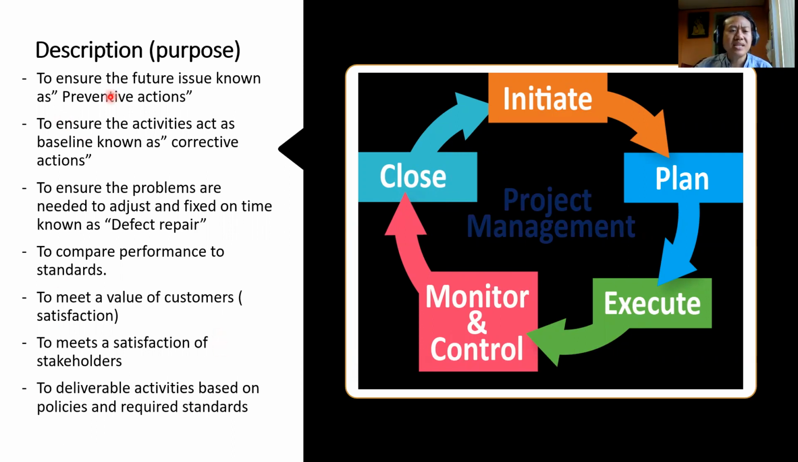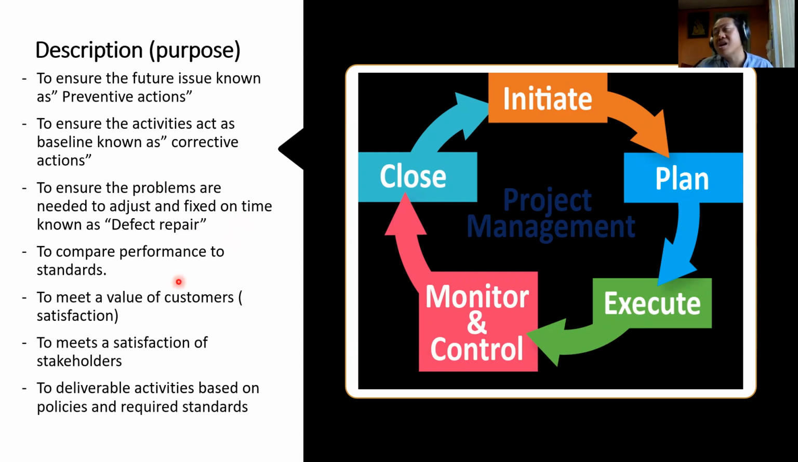So in this slide, there's plenty of points, but I will list just 4 of them. So first, according to Copenhagen, is known as preventive action. This is to ensure that future issues are identified. And then the second one is corrective action. This is to ensure that all of the activities are done based on the baseline and timeline. And the fourth one is to ensure that a problem that needs to be fixed is handled, which is called defect repair. It means that when a problem exists, we have to fix it immediately.